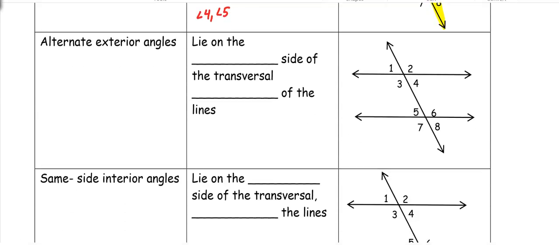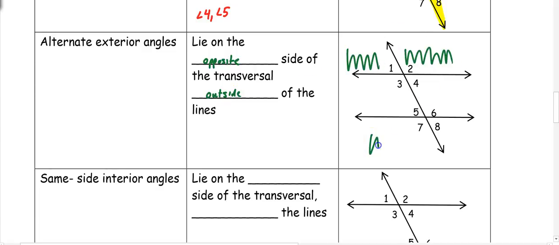Another type of angle then is the alternate exterior. So alternate exterior angles lay on the opposite side of the transversal again. This time though, they are outside the lines. So our outside is above and below in this case. And we have our transversal intersecting both of those lines. So examples of an exterior angle would be angle 1 and angle 8, or angle 2 and angle 7.